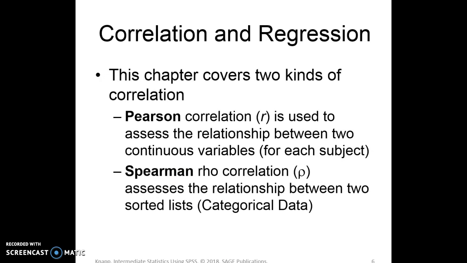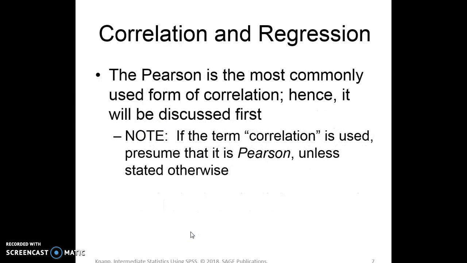This chapter covers two kinds of correlation, the Pearson, and the big thing about the Pearson is it covers continuous variables, and then the Spearman will help you analyze categorical data. This test is a little more powerful, the Pearson than the Spearman, but each have their place in the statistical world. The Pearson is the most commonly used correlation, and anytime you hear someone say, I'm doing a correlation, they're probably talking about the Pearson, unless they specify differently.